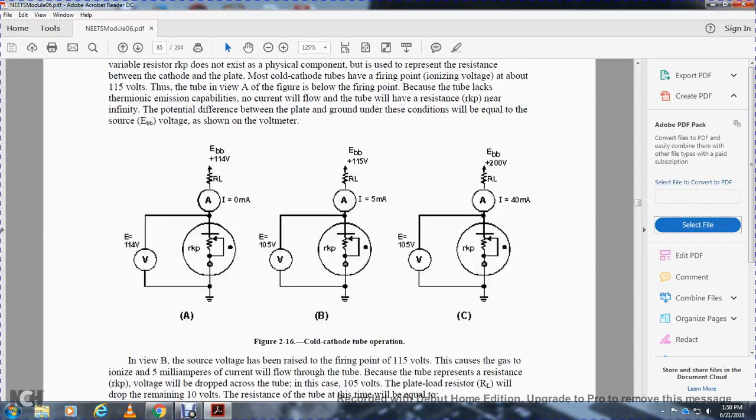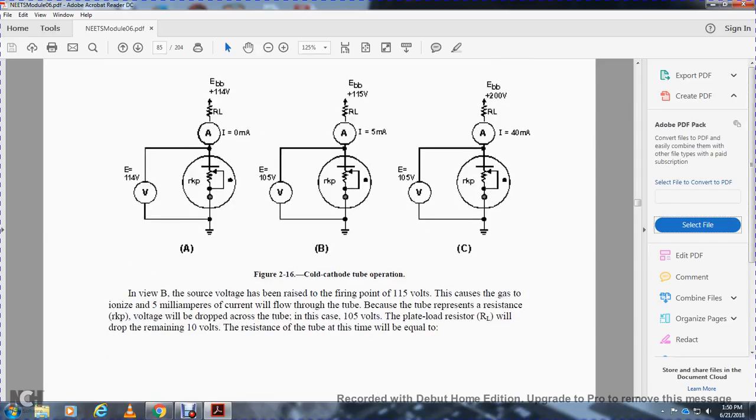So you have a voltage of 114 volts, a plate load resistor, and the tube. The ammeter reads 0 milliamperes in A, 5 milliamperes in B, and 40 milliamperes in C. With a plate supply voltage of 114 volts, the tube reads 115 volts, 105 volts at 5 milliamperes, and 150 volts at 40 milliamperes with a 200 volt supply.